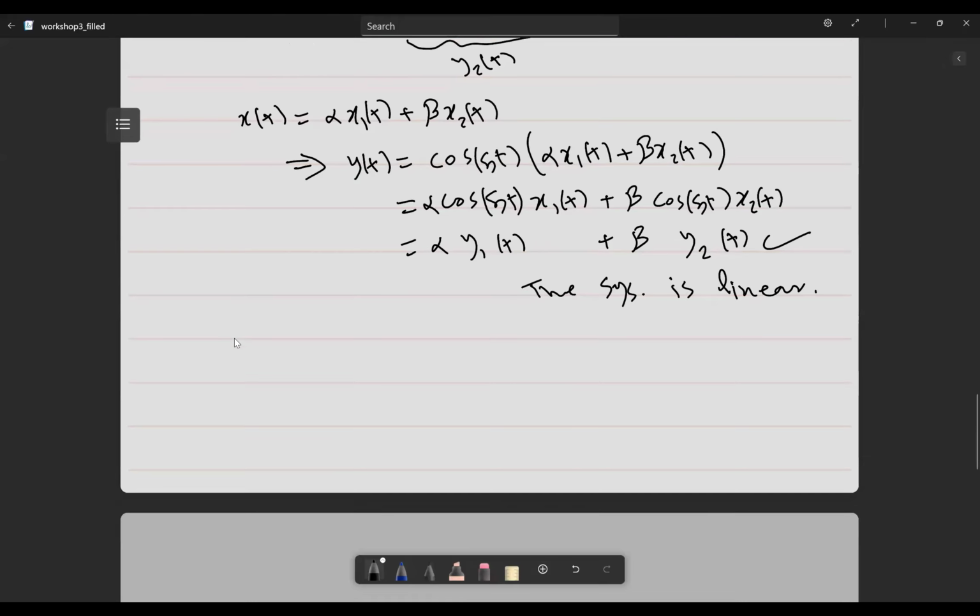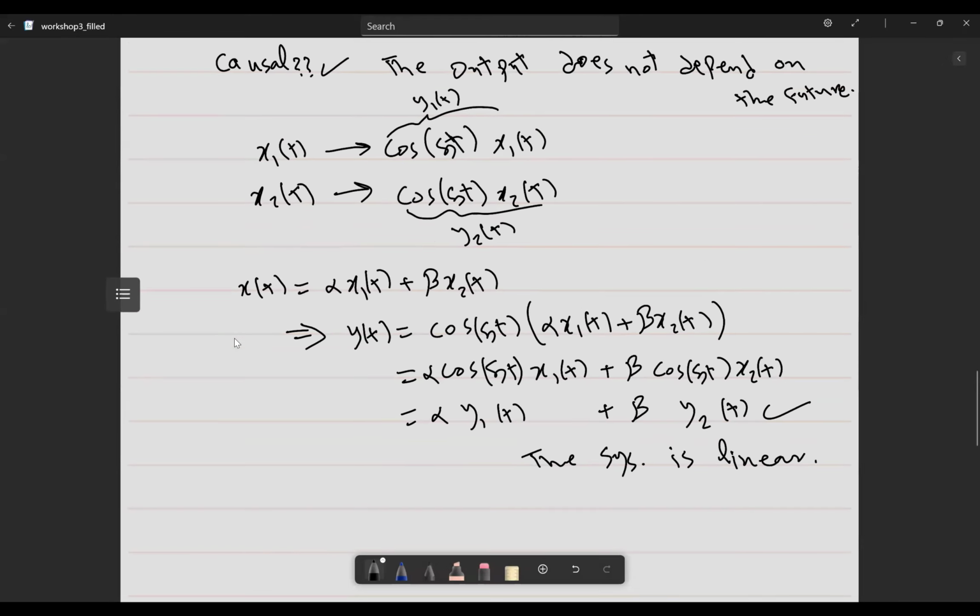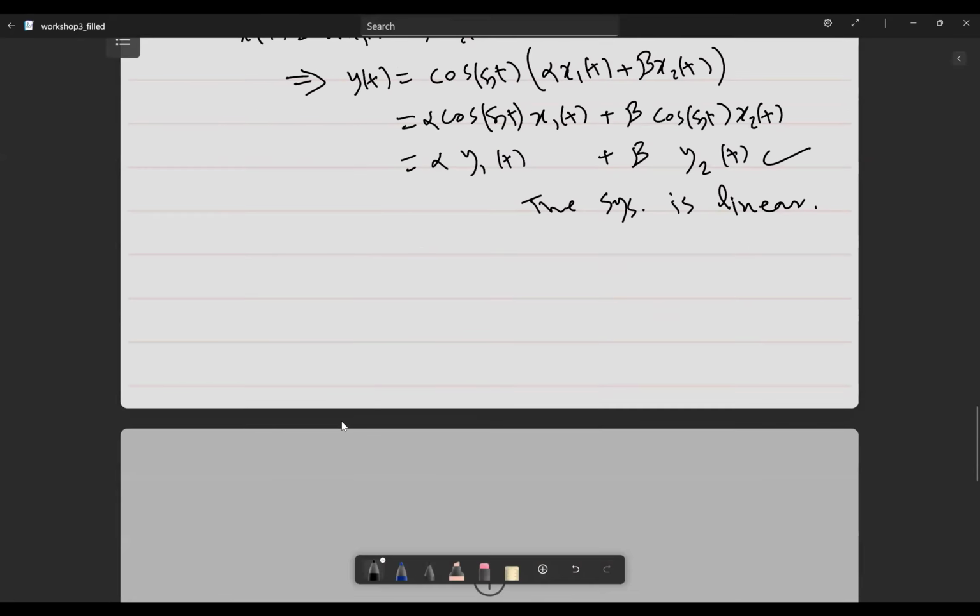The time invariance. Linear first, then time invariance. To check if the system is time invariant or not, again, we start from a signal. Let's say we have x1t. This will produce an output equals cosine 5t x1t.